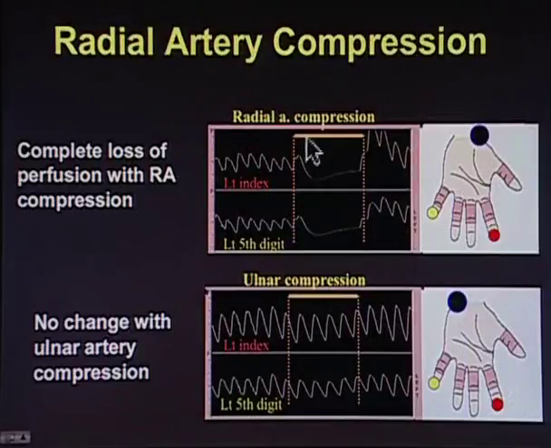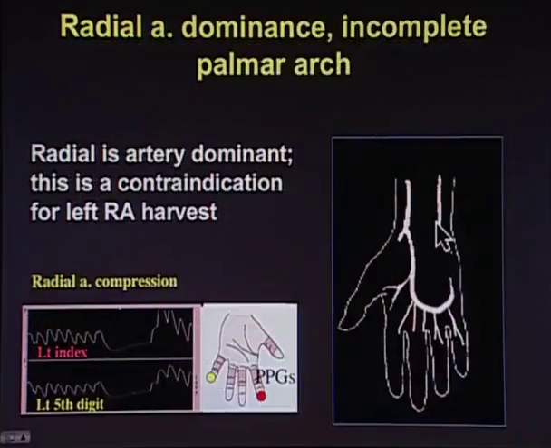Now, in this condition right here, in this patient, it's a different one. We compress the radial artery and we get a complete loss of perfusion to the index finger and to the little finger. And when we compress the ulnar artery, there's no change taking place. So by compressing the radial artery and shutting off blood flow to all these digits, this tells us that the radial artery is dominant in this patient. The radial artery is supplying blood flow to all the digits, and the ulnar artery is probably not supplying much. So this is what we call the radial dominant situation.